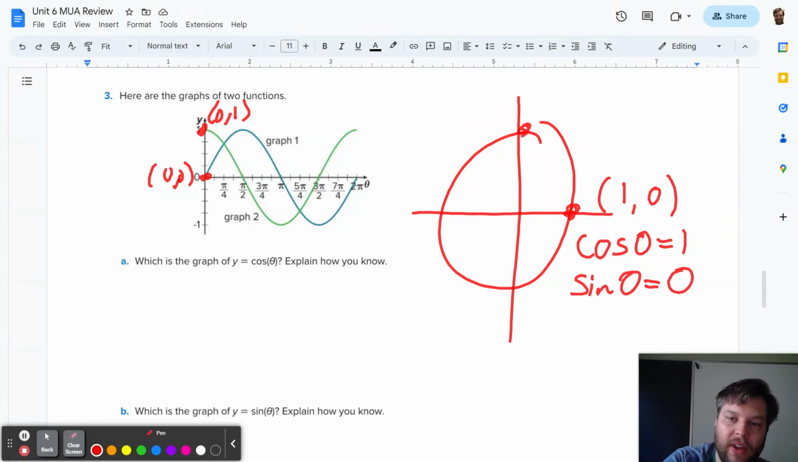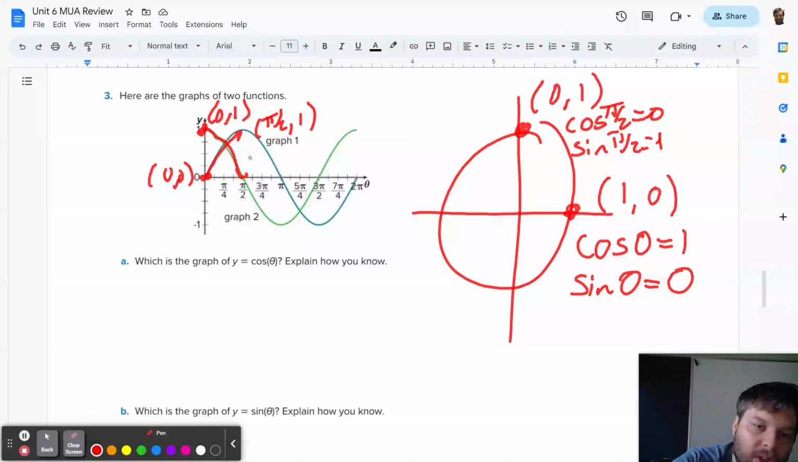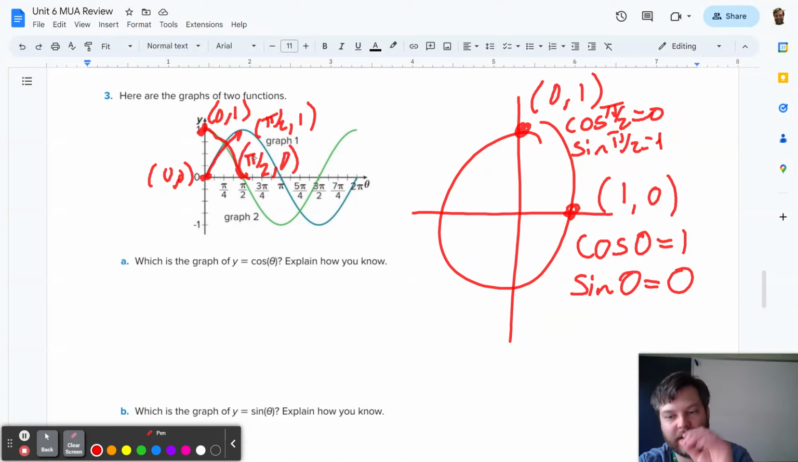The other thing I want you to recognize is that at this point here we have (0, 1), which means that the cosine of pi over 2 is 0 and the sine of pi over 2 is 1. What that means is that cosine is initially getting smaller and sine is initially getting bigger. And that's what you can see here, that the green graph is going down and hitting (pi over 2, 0). The blue graph is going up and hitting (pi over 2, 1). So the unit circle tells you the coordinates that are on the graphs of sine and cosine.